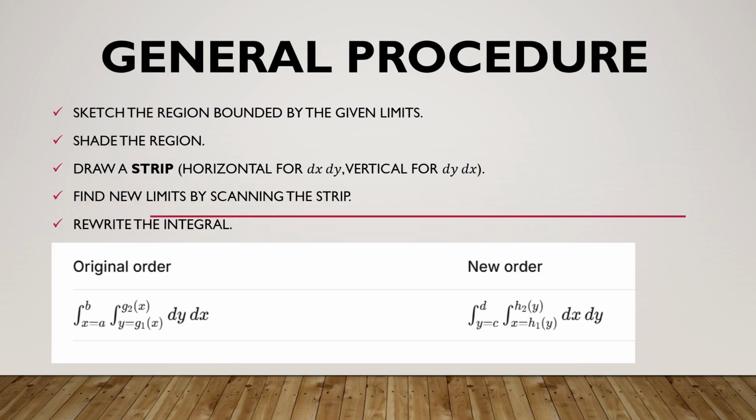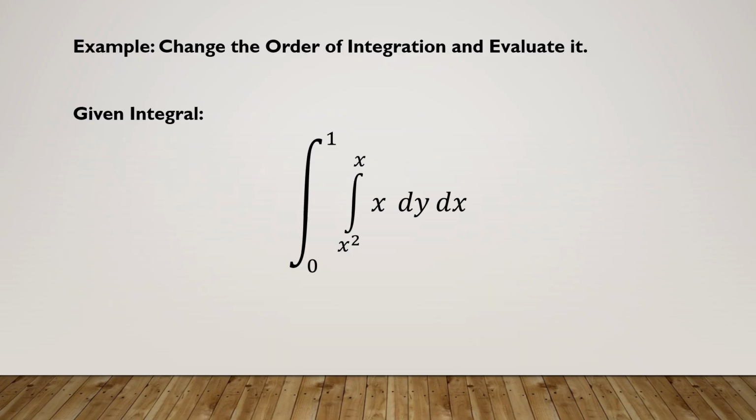Then using the strip, we need to find the new limits. Then we need to rewrite the given double integration as the changed order of integration like this. So with an example, it will be clear for you.